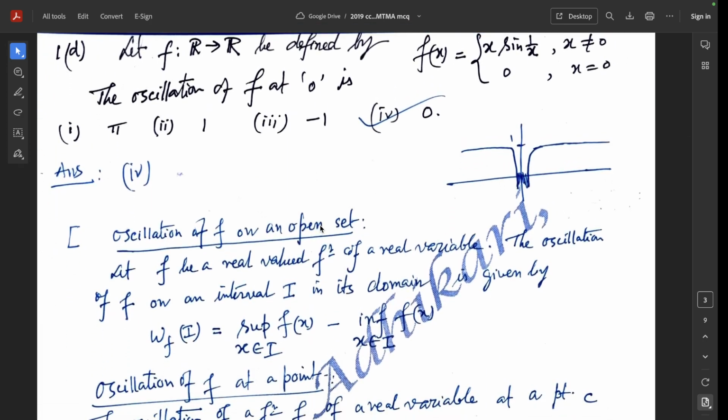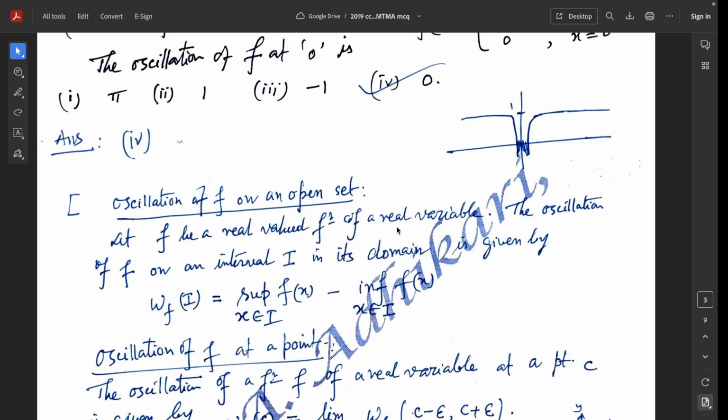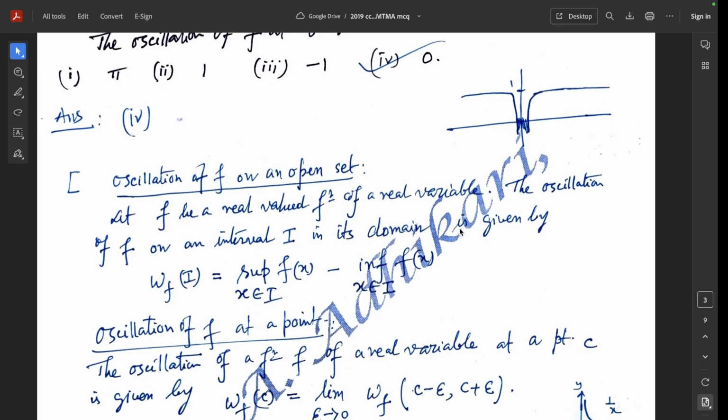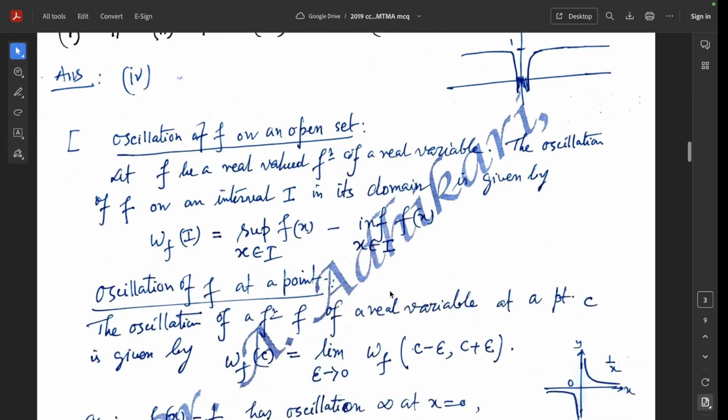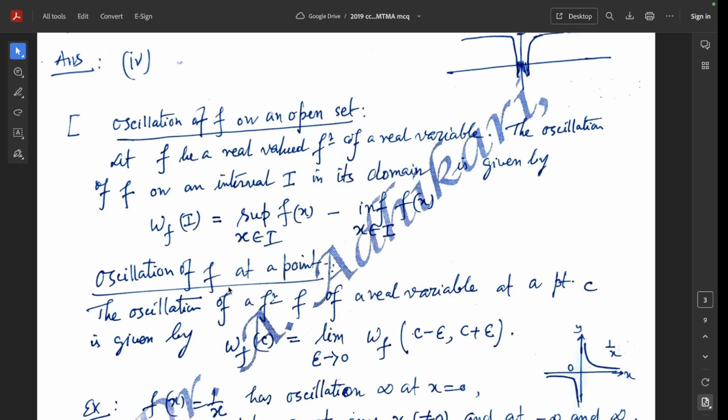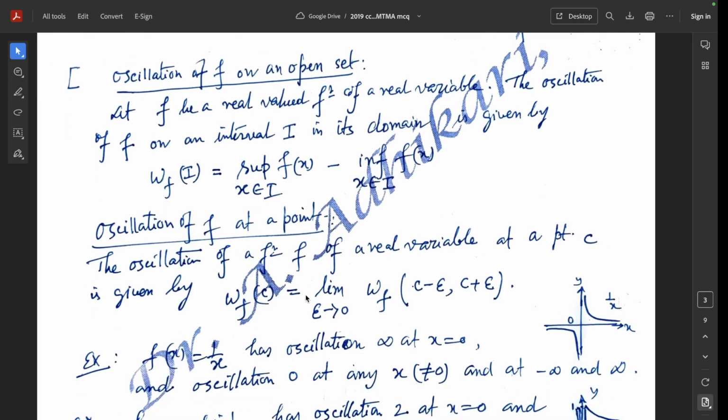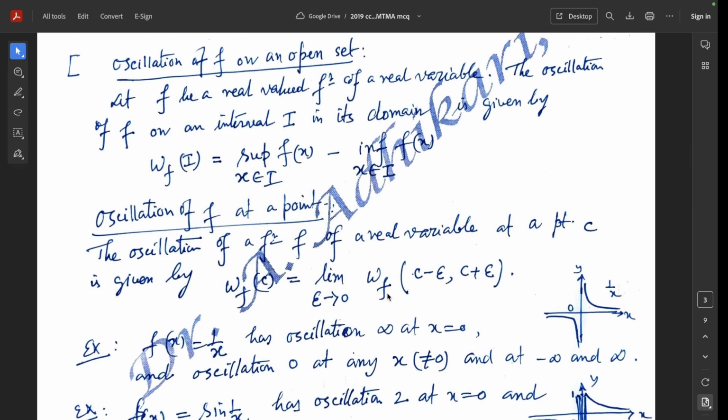Actually, what is oscillation? The oscillation of f on an open set, for a real valued function of a real variable, on an interval I in its domain is given by omega f(I) equals the supremum of f(x), x belongs to I, minus the infimum of f(x), x belongs to I. The oscillation of f at a point c is given by omega f(c) equals the limit as epsilon tends to 0 of omega f on the open interval (c minus epsilon, c plus epsilon), where epsilon is a small positive quantity.